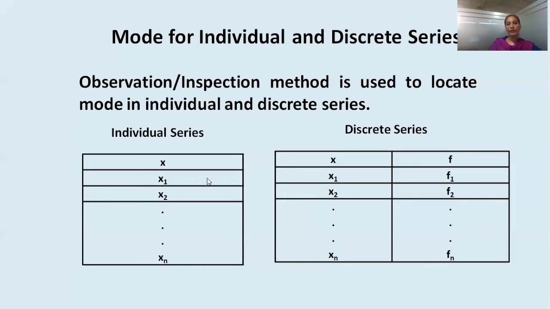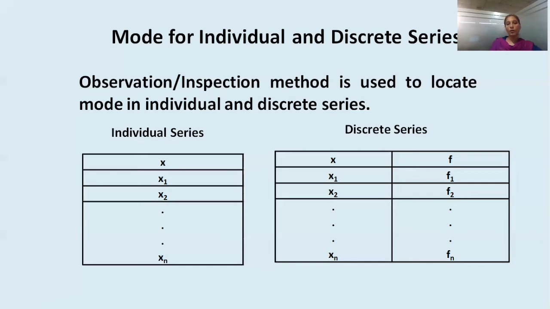Here we can easily identify which observation occurs the most number of times, and that observation would be the mode. Similarly, in the case of a discrete series, whichever observation has the highest frequency will be our mode. So for these two series we can easily observe and find the mode.